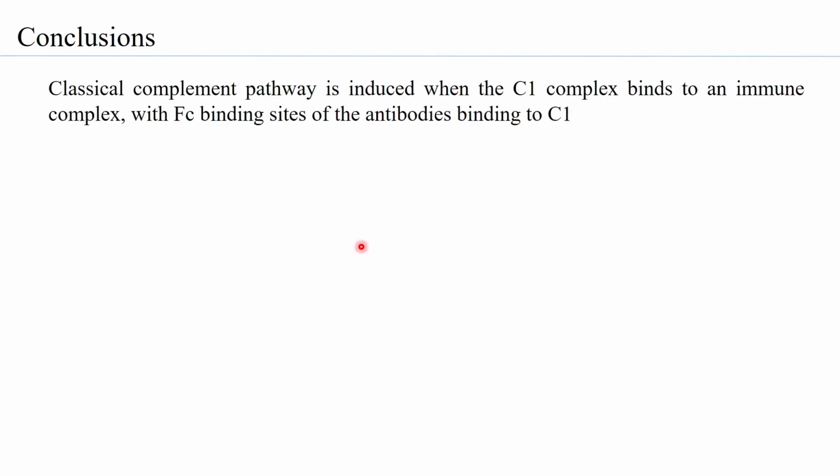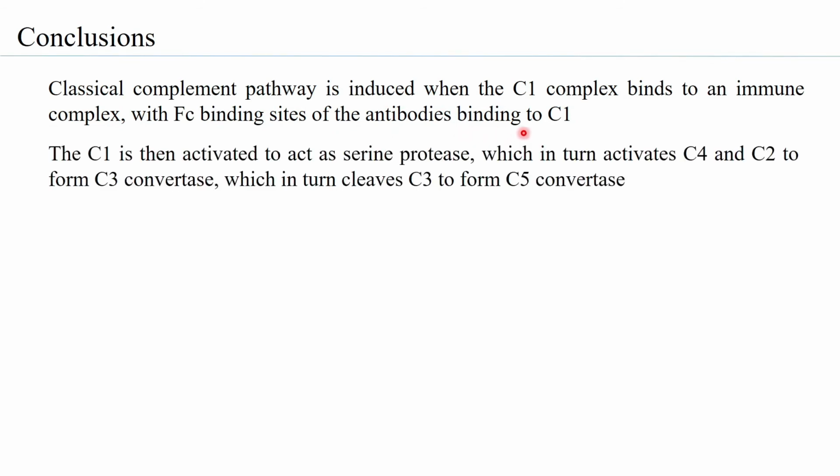So let us make the conclusions. The classical complement pathway is induced when the C1 complex binds to an immune complex, with Fc binding sites of the antibodies binding to C1. The C1 is then activated to act as a serine protease. Again, a very important facet: each of these enzymes acts as a serine protease. They are a family of serine proteases basically, which in turn activate C4 and C2 to form C3 convertase.